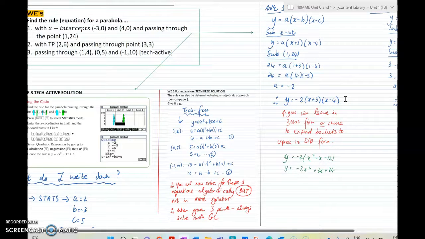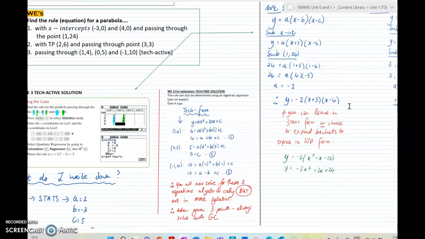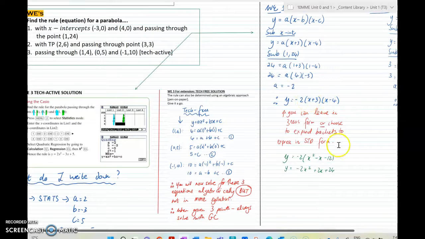And remember, you can leave it in this form because that is a rule in itself, or maybe the question will ask you to express it in standard form, and then you'll just expand the brackets and it will look like the one in green here.